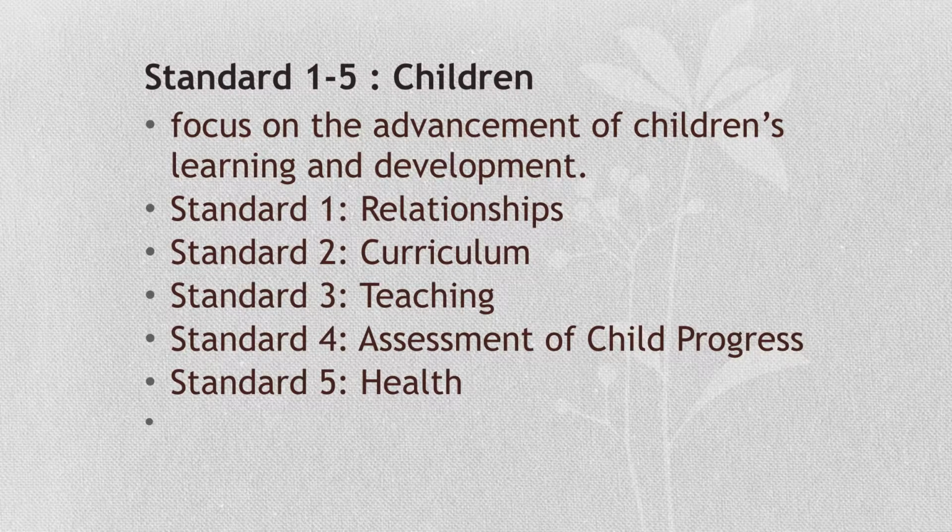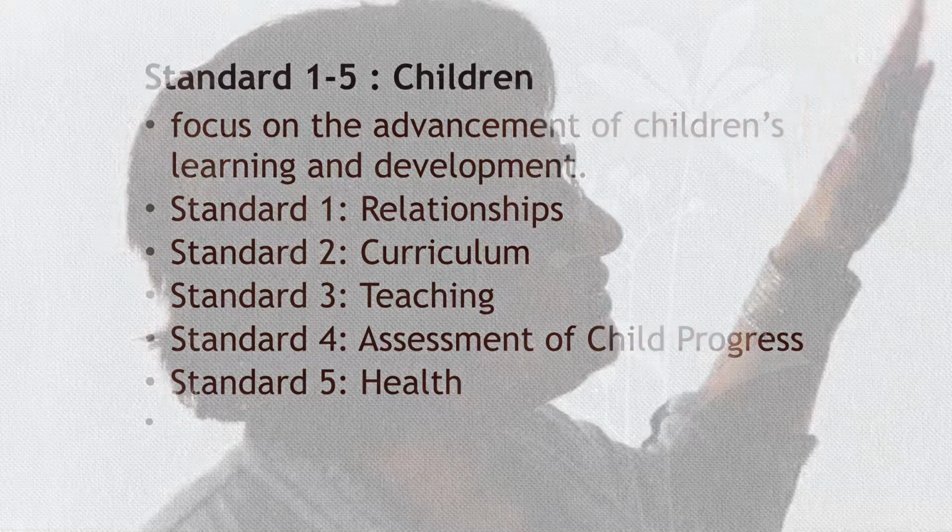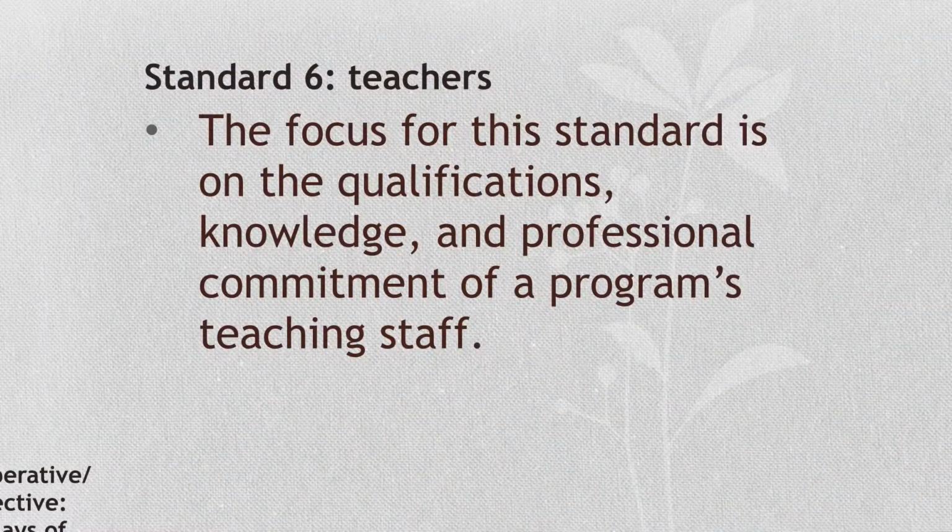Standard 1 to 5, if you look at an overview, it typically covers the topic of children. It focuses on the advancement of children's learning and development. Standard 1 is about relationships. Standard 2 is about curriculum. Standard 3 is about teaching. Standard 4 is about the assessment of child progress. And Standard 5 is health. Standard 6, when we look at that, is on teachers, but here we're looking at the teacher qualifications, the teacher knowledge, the professional commitment of the program's teaching staff. So that's up to Standard 6.